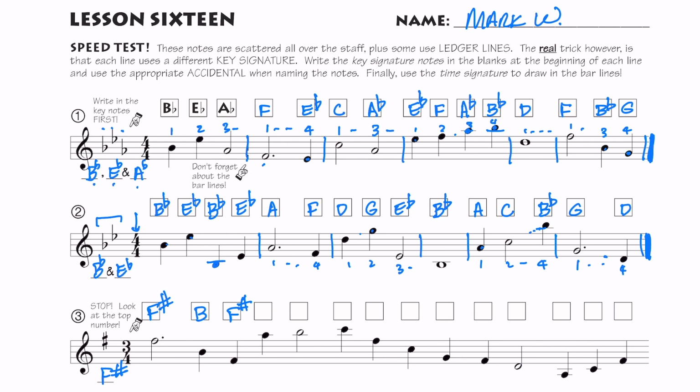Oh, now we're going to get up to these ledger lines. I love ledger lines. F, G, A. You can just count the musical alphabet up and then figure that out. F, G, A, B. Is B flat? No, B is not flat.